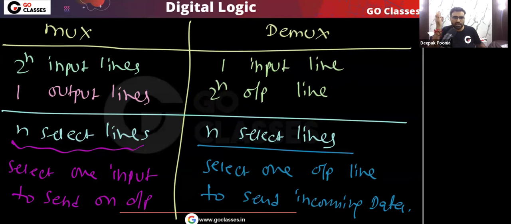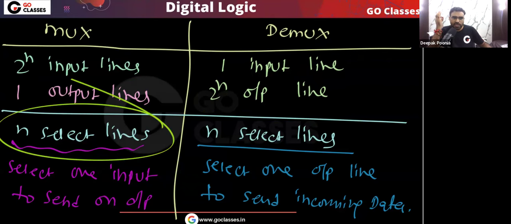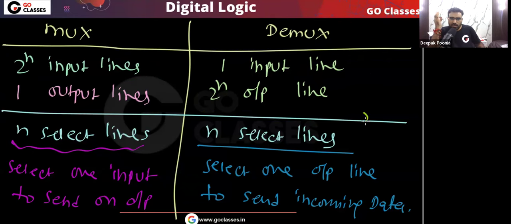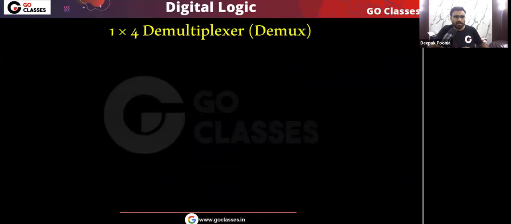So see the difference here, that in the multiplexer there are 2 power n input lines and one output line. In the demultiplexer there is one input line and 2 power n output lines, and there are n select lines in the multiplexer. In the demultiplexer also n select lines. But in the multiplexer, these n select lines we use to select one of the inputs to send to the output, and in the demultiplexer we use these n select lines to select one of the output lines to transfer the input on that output line. Very simple. Let me explain.